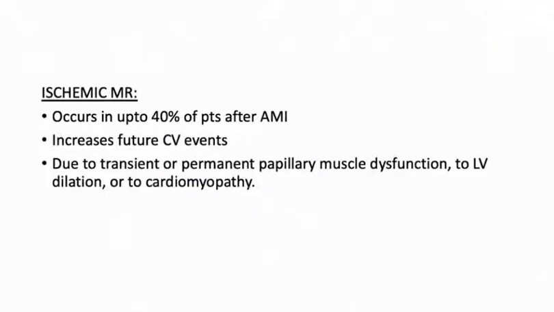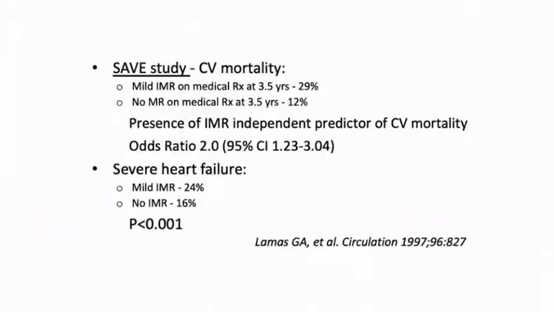And coming to ischemic MR, these days ischemic MR is also commonly seen, and even mild MR has a significance on mortality in ischemic MR. What is the main pathophysiology involved in ischemic MR? It may be because of lack of blood supply to the papillary muscle, mostly the posterior papillary muscle, or it can be because of adverse LV remodeling leading to LV dilatation with mitral annular dilatation, leading to malcoaptation of leaflets with mitral regurgitation.